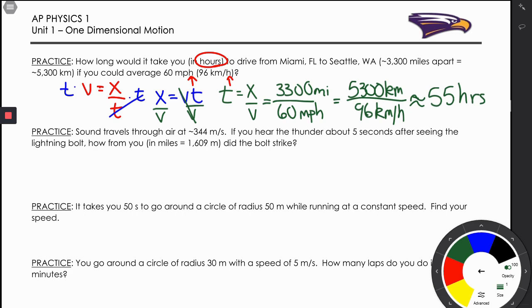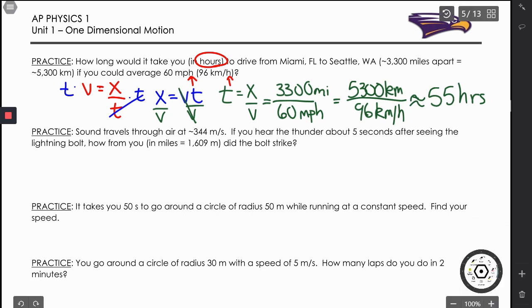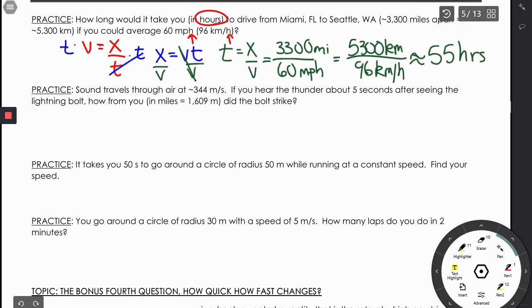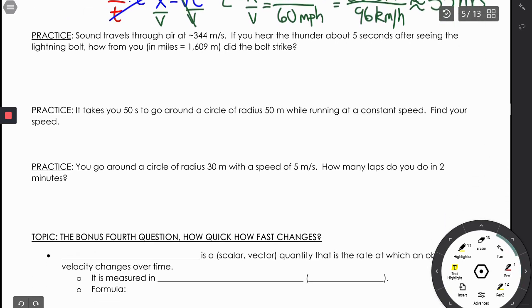Okay, it will take you that long to get from Miami to Seattle, Washington. All right. So the next one, you've got sound traveling through the air at 344 meters per second. If you hear the thunder about 5 seconds after seeing the lightning bolt, how far from you in miles, which is 1,609 meters, did the bolt strike?